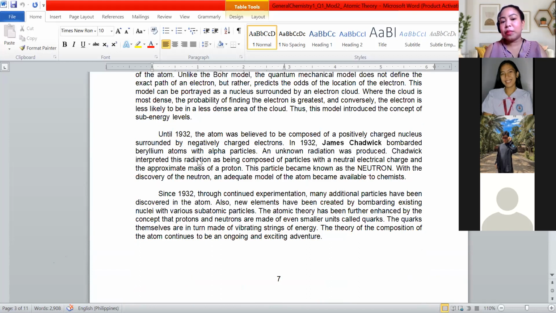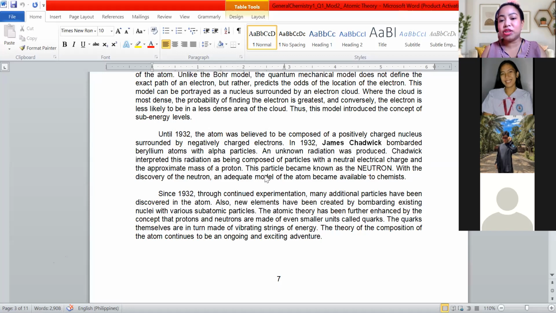He bombarded beryllium atom with alpha particle. An unknown radiation was produced. Then Chadwick interpreted this radiation as being composed of particles with neutral electrical charge. So he said that the nucleus is not only positive. Because if it were only positive, your atom would shrink. The negative particles move around outside, and unless the negative runs very fast, if it moves only gradually, it has a tendency to be attracted because the positive is very large.